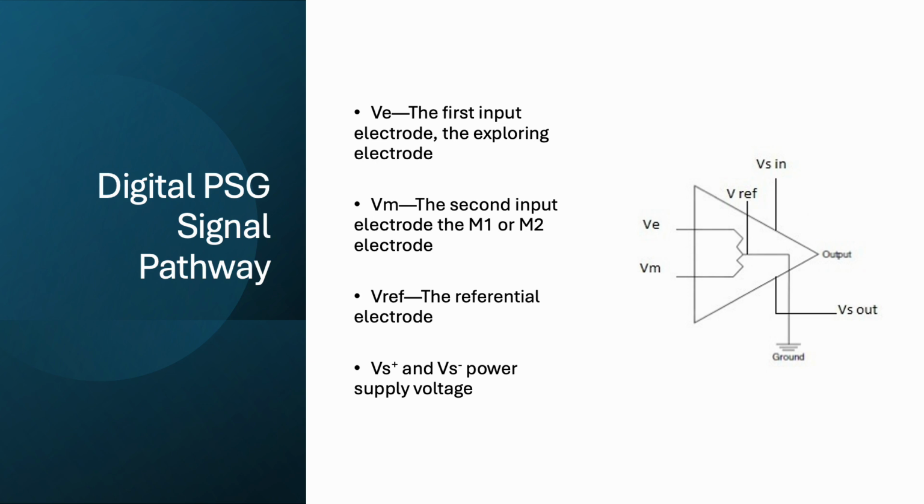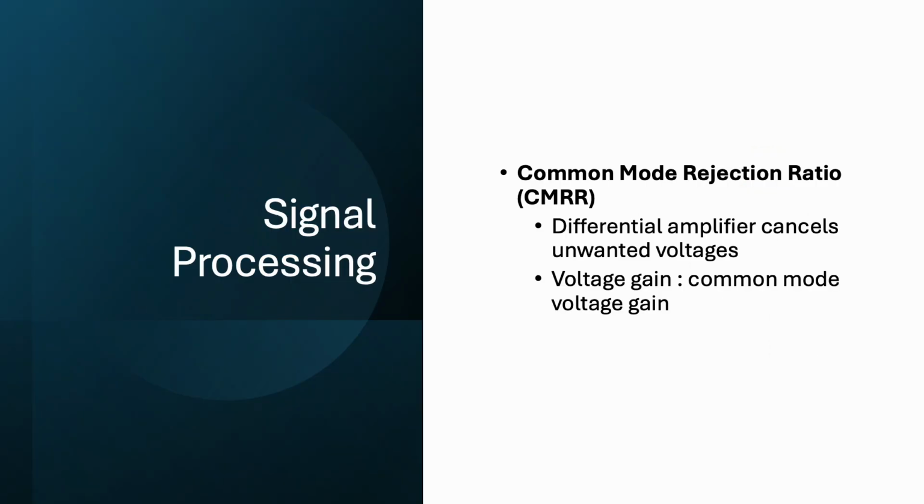This is a diagram of the signal pathway from the patient to the computer. VE could represent the exploring electrode, and VM represents a mastoid electrode. Those two are connected with a power source versus VS, and a referential electrode VREF, and is also connected to ground. Out of that combination, the desired output is displayed to the PSG monitor.